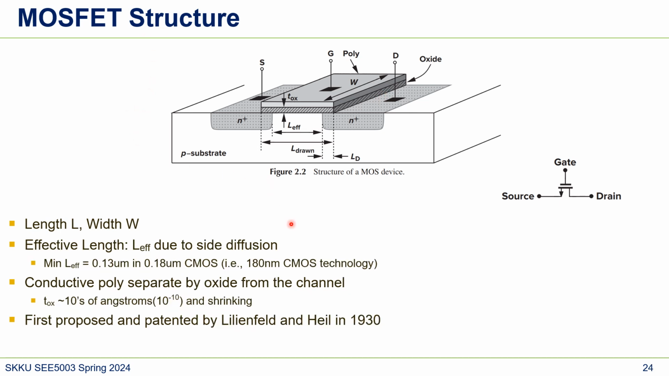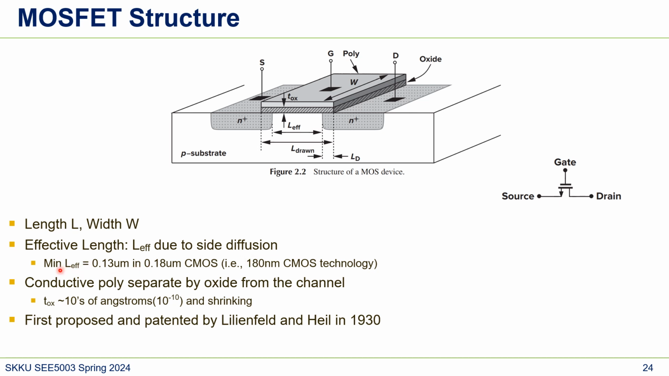We can talk about a little more detail, like effective length. Effective length is actually this. When we draw a transistor, we draw the physical length, from here to here. But due to the side diffusion, this area, you see that? Because of that, the effective length is smaller than the physical length.